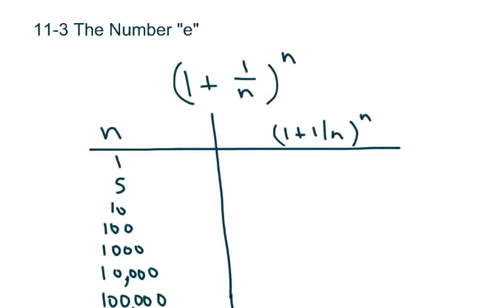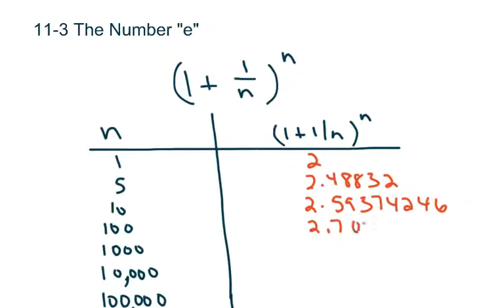So when you plug in 1 for n, 1 plus 1 over 1 to the first power is going to give you 2. When you plug in 5 for n, you're going to get 2.48832. When you plug in 10 for n, you get 2.59374246. I'm basically writing all the digits that show up on my calculator. When you plug in 100, you get 2.704813829.